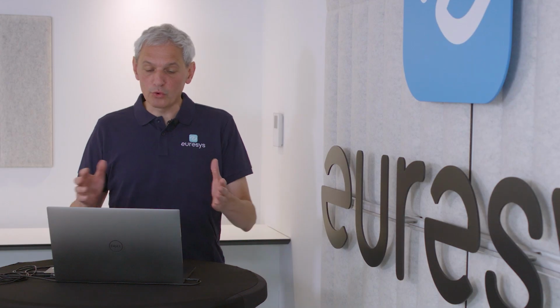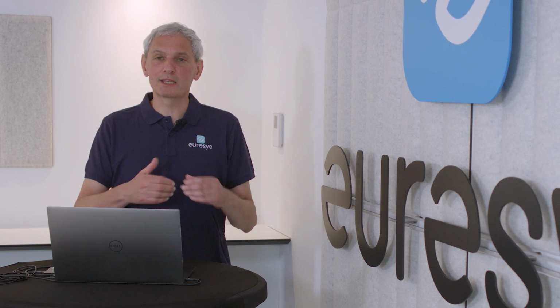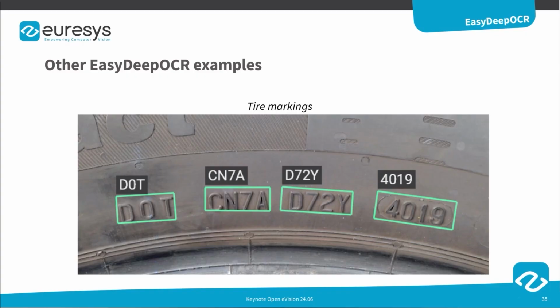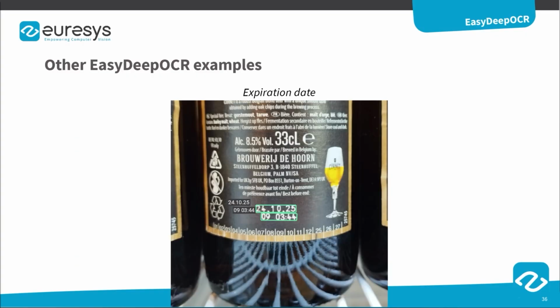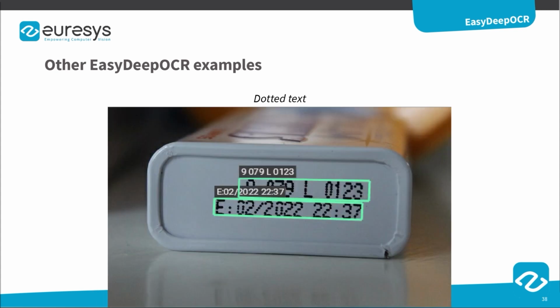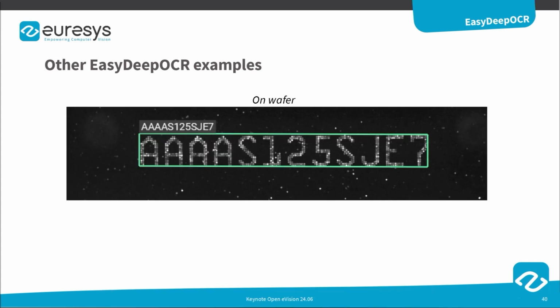Thank you, Xavier. Of course, it's not limited to the delivery slip. There are a lot of different contexts that can be addressed with EasyDeepOCR. For example, here we have a tire marking example, an expiration date on a food product, some dotted text on also, I think, a product, again dotted text on a package, some expiration date and lot number on a pharmaceutical blister pack. And finally, here, a very specific font used for wafer marking.